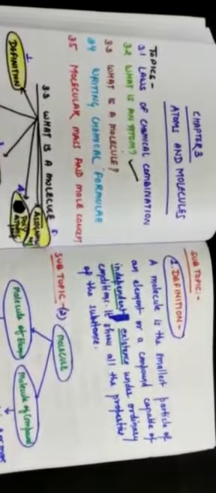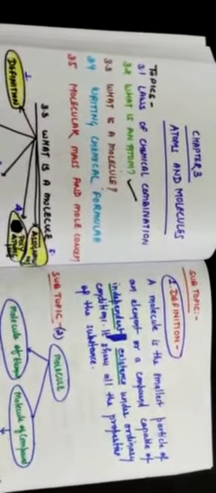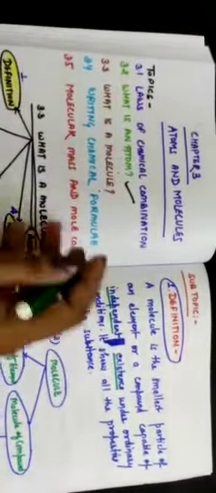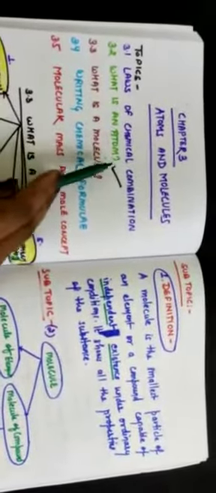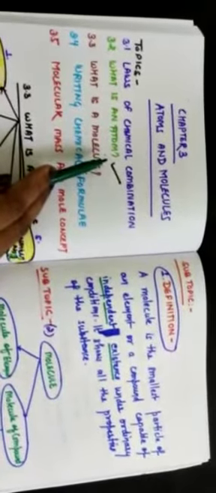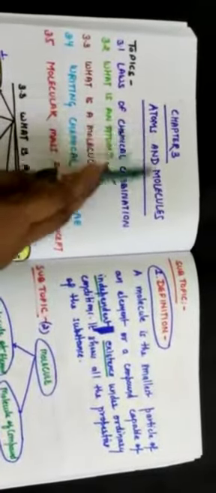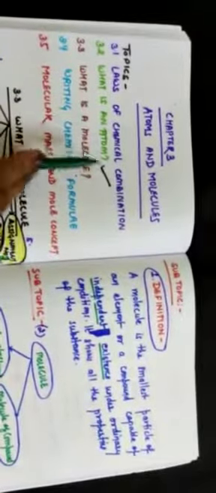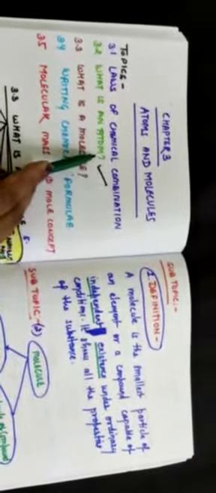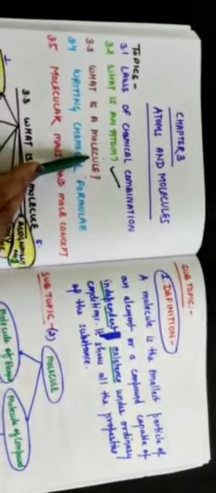Good morning, 9th class. Today we are dealing with chapter number 3, and the name of the chapter is Atoms and Molecules. In this chapter, the total number of topics is 5. We have already completed 3.2, what is an atom, and today we are going to complete what is a molecule. So atom is completed and today is the turn of molecule. So here is our topic.